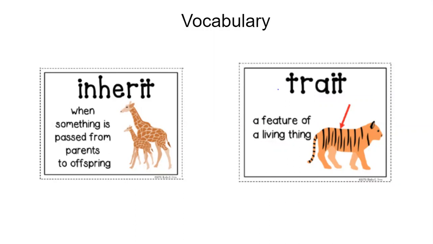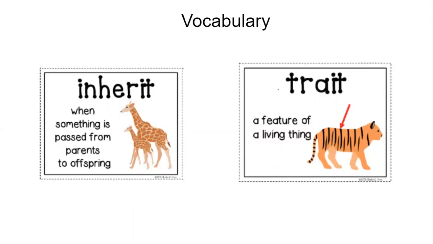Inherit is something that is passed from parents to offspring. For example, you can inherit your hair color from your parents, or your eye color, or you might have curly hair like one of your parents, or maybe you have a talent that one of your parents has. Maybe one of your parents is a really great singer and you're also a really good singer. Inherit, when something is passed from parents to offspring.